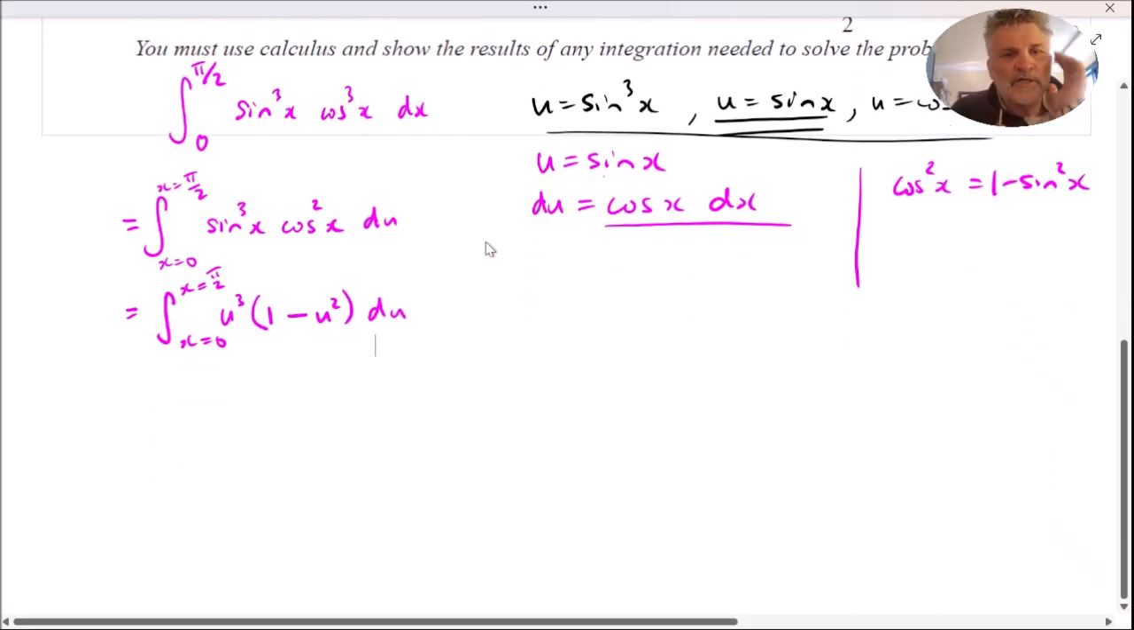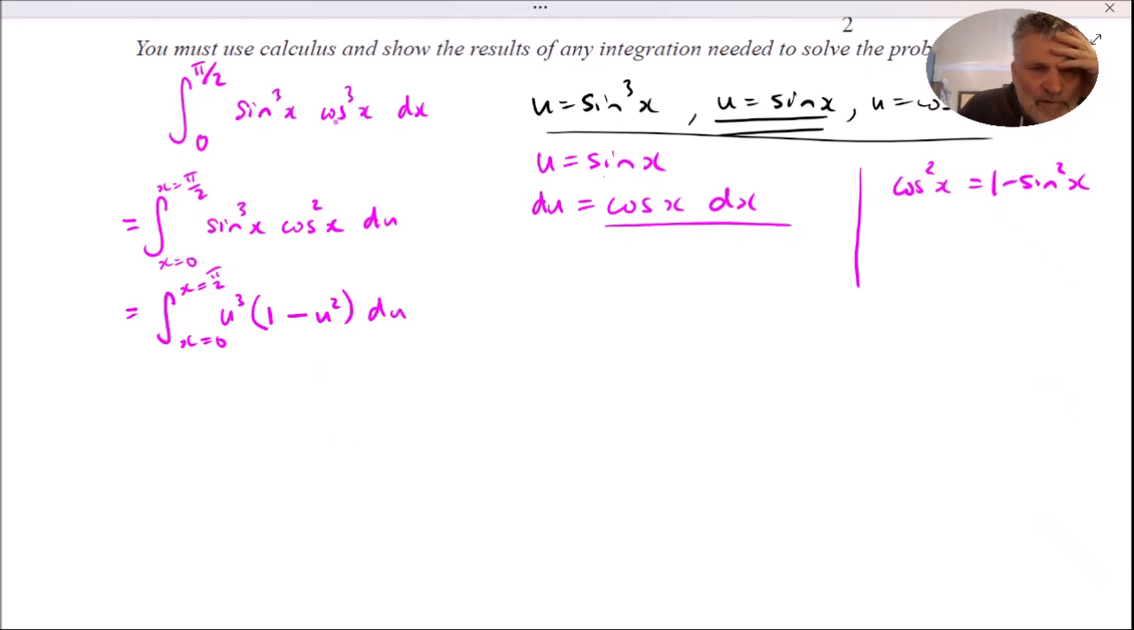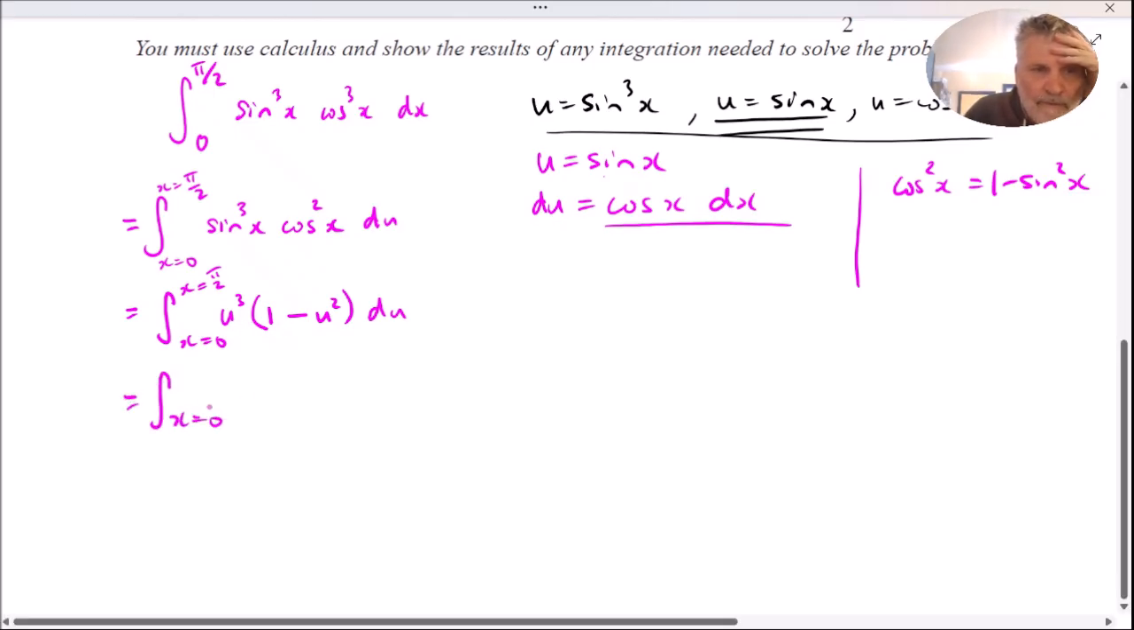So now we've changed our integral from a trigonometric powers product into ordinary powers and a sum or difference, because this we can multiply out. And let's do that. u cubed minus u to the power of 5, du. Both of those integrals are easy. Add 1 to the power, divide by the new power.